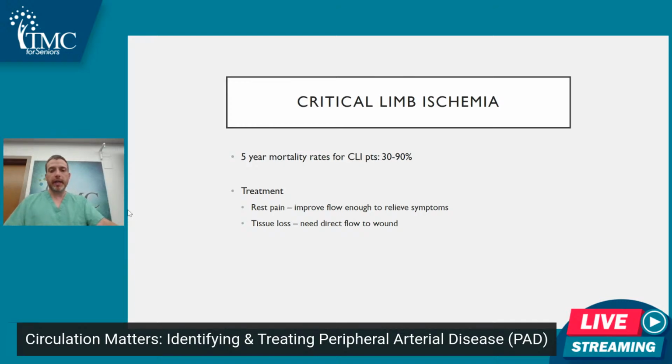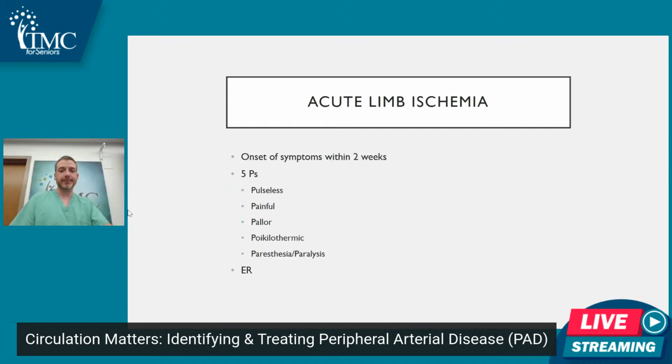And so when patients have rest pain, we really want to improve enough flow to raise the pressure enough to just get them out of those symptoms. Now, when somebody has a foot wound and the wound's not healing because you can't get oxygen and nutrients to it, we really got to get as much flow directly to the wound, because it takes a lot more energy to heal a wound than just to maintain tissue. And so a lot of times that requires a lot more extensive operations than something like the rest pain.